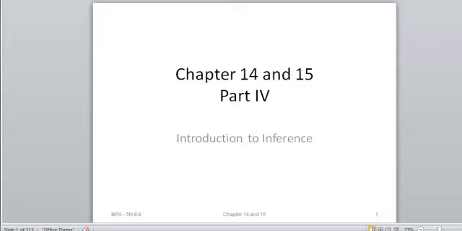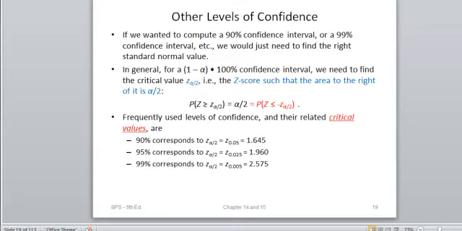Welcome back to Chapter 14 and 15, Introduction to Inference, Part 4. In Part 3, we went over how we actually found the critical values for the different confidence levels.